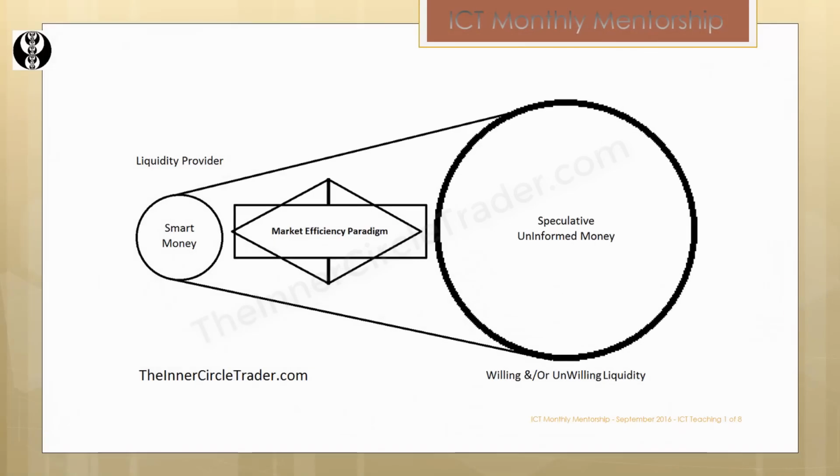Now understanding those 2 characteristics together will give you a greater understanding of the market efficiency paradigm, how the smart money interprets price, and how they influence the general populace or the speculative uninformed money. It's going to be a rather illuminating tutorial actually. You're going to be able to look at the marketplace with an expectation of knowing what tool to apply based on what the market's providing you right now.